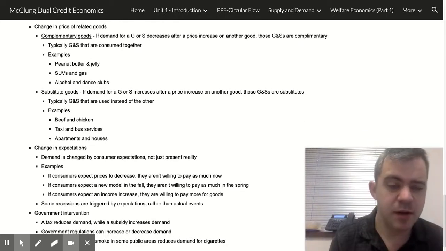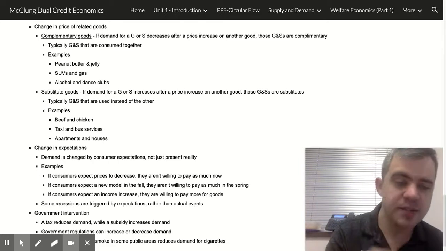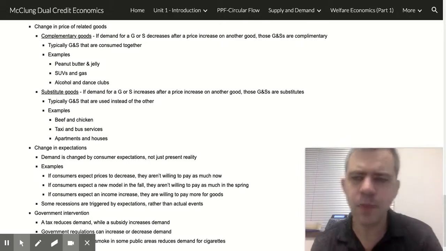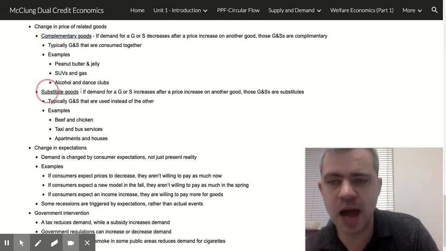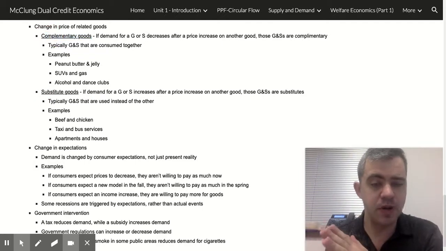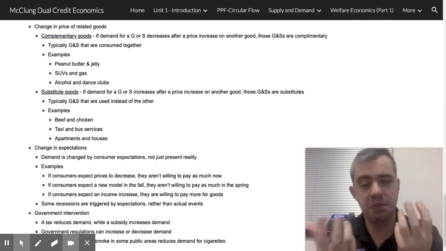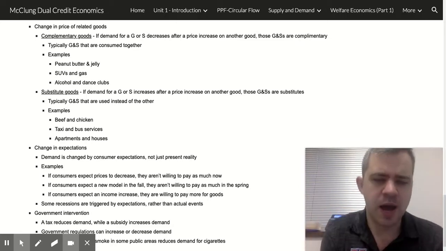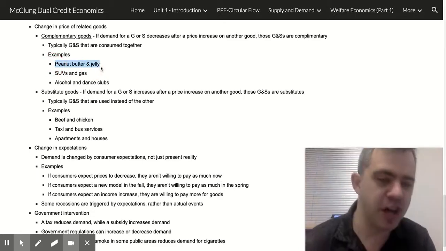Now, I said earlier that the price of the good does not affect demand, but the price of other goods can affect the demand. So there's two ways this can happen. We have complementary goods and we have substitute goods. Complementary goods are goods that you typically would buy together. They complement each other.